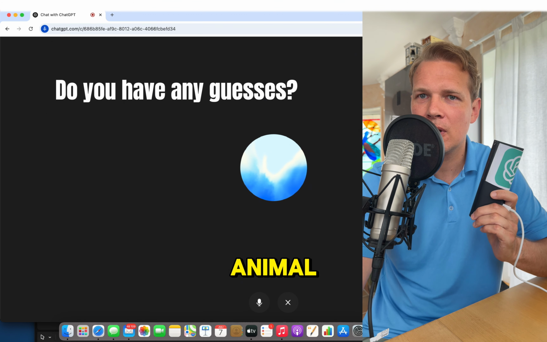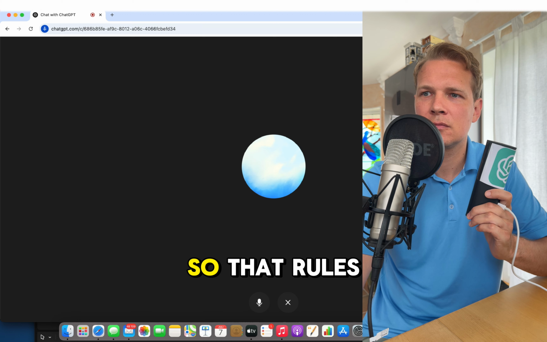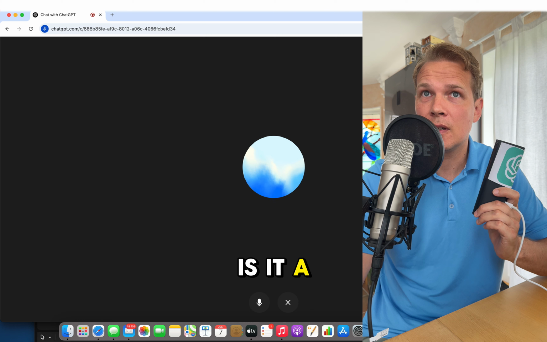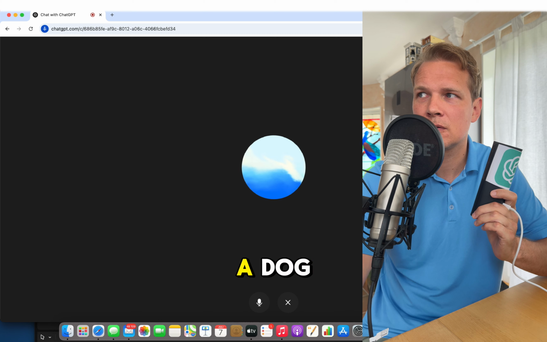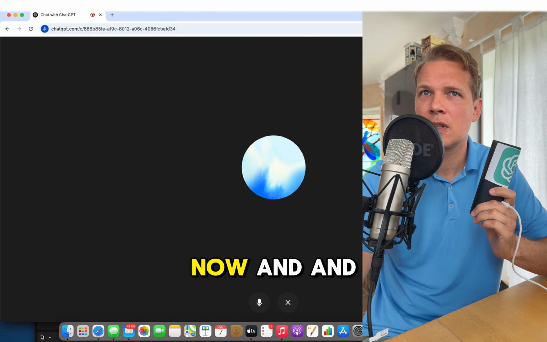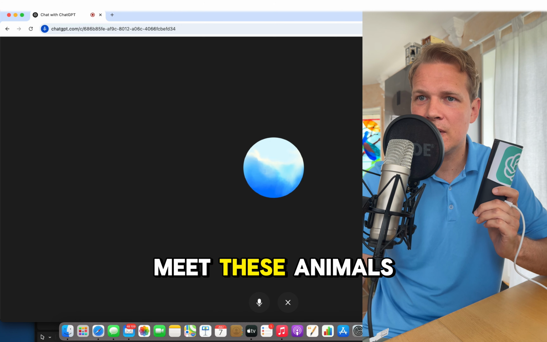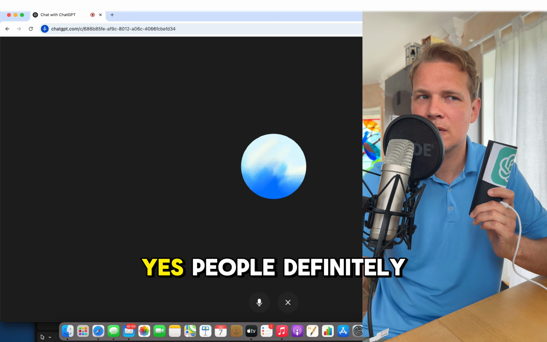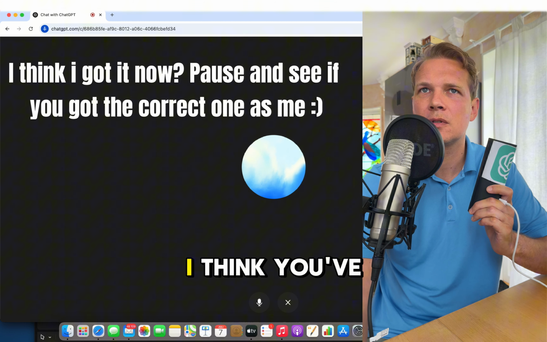Is it a wild animal? Yes, it is a wild animal, so that rules out the domestic ones. Getting closer. Is it larger than a dog? Yes, it is definitely larger than a dog. I think you're getting pretty close now. Do people regularly meet these animals in the woods? Yes, people definitely do see this animal in the woods in Sweden. I think you've almost got it.